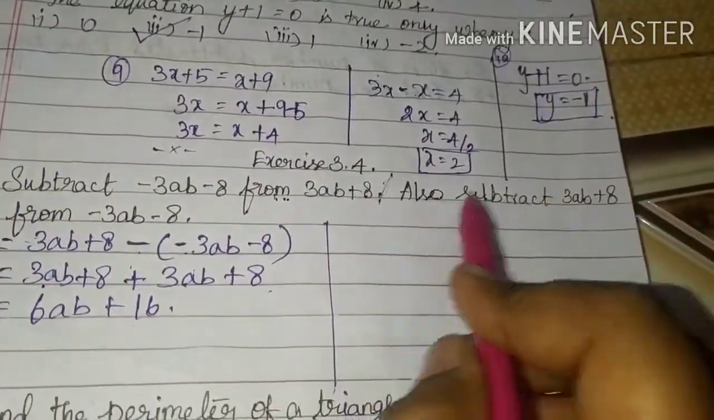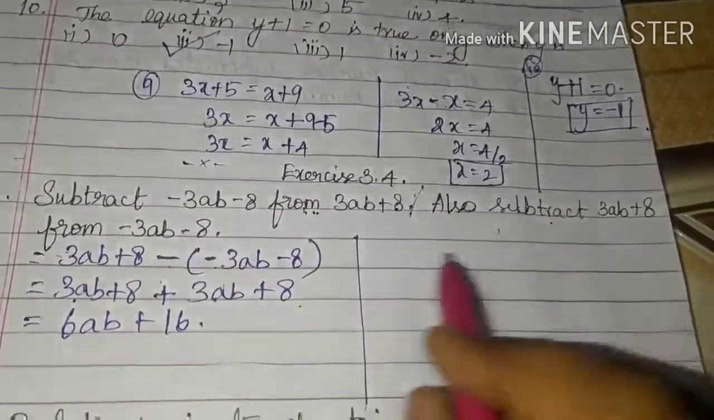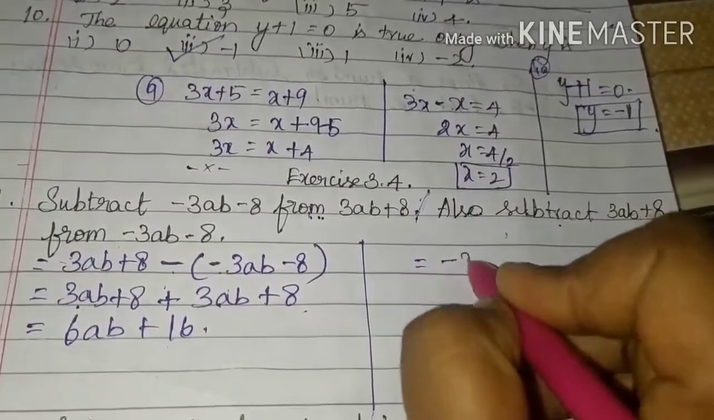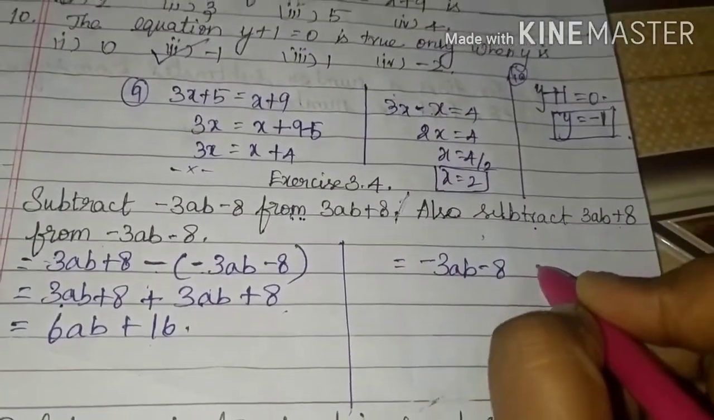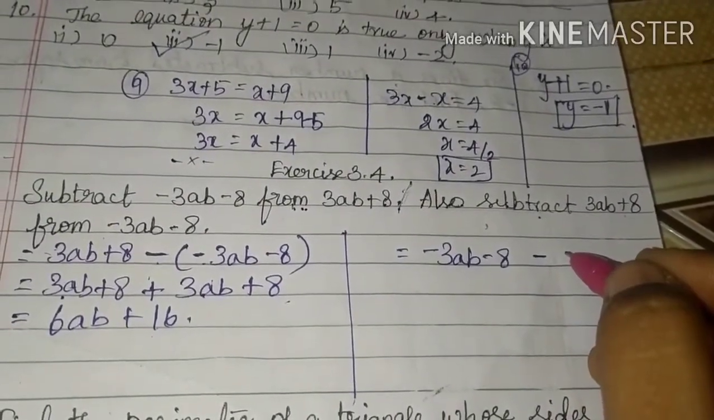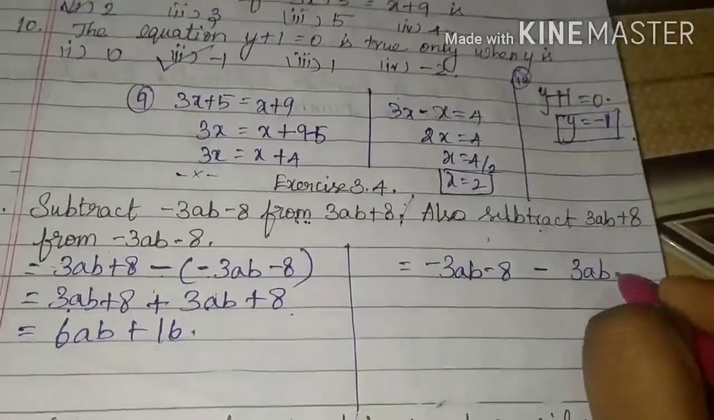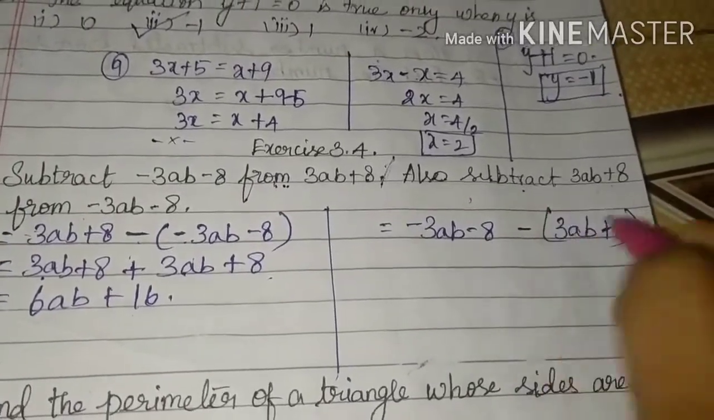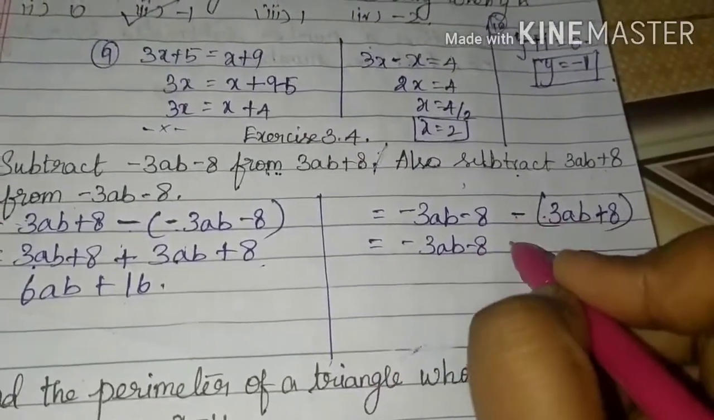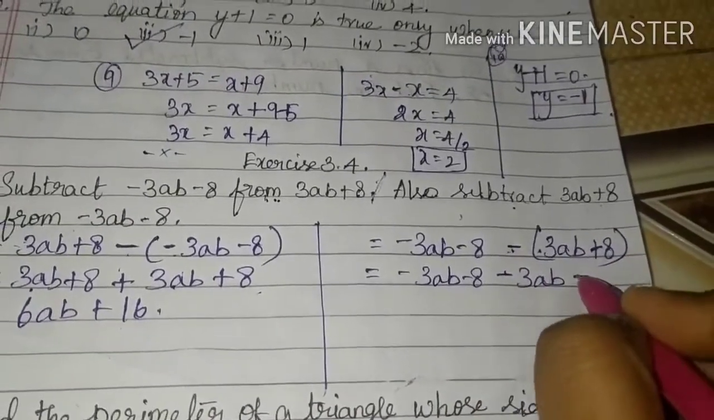So here they given also subtract. So also subtract this from this. Okay, they changed the numbers, that's all. So first I have to write this one first. So minus 3ab minus 8. Okay, subtract, children, subtract what they have given next, plus 3ab plus 8. Okay, so now you just multiply the minus symbol to the interior: minus into minus is plus, minus into plus is minus 3ab, minus into plus is minus 8.